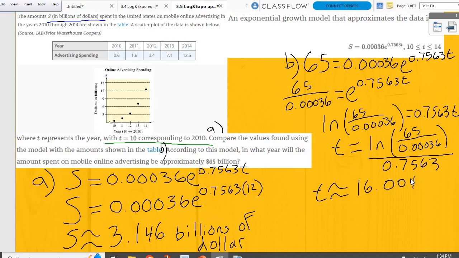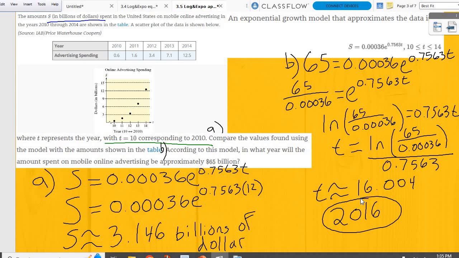Alright, now is that my answer? No, what does that represent? S is in billions. T is in years since 2000. I said 2010, my fault. So t equals 10 corresponds to 2010, so it's years since 2000. So this would represent 2016, and that 2016 would be our answer.